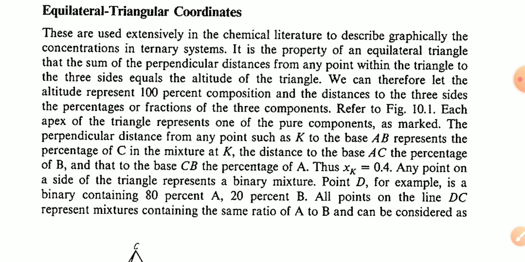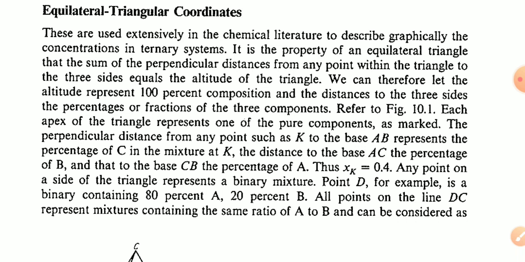For any point within the triangular coordinate system, the three sides AB, BC and AC represent a 100% composition, and the distances to the three sides represent the percentages and fractions of the three components. Refer to figure 10.1, which we have drawn.